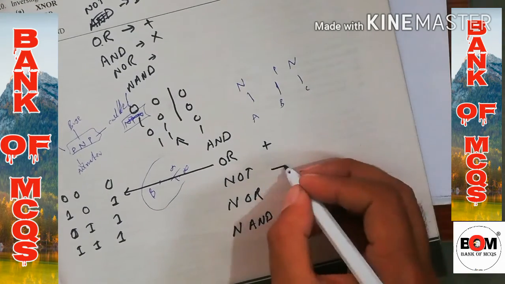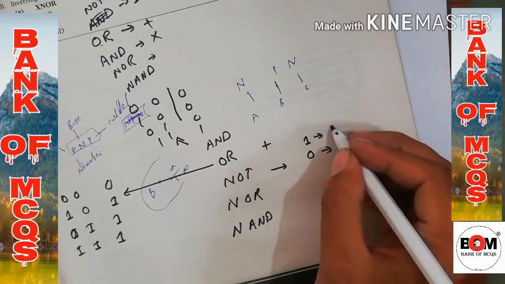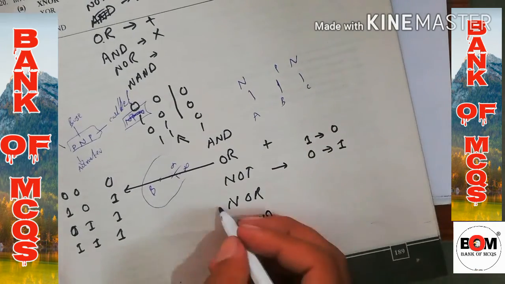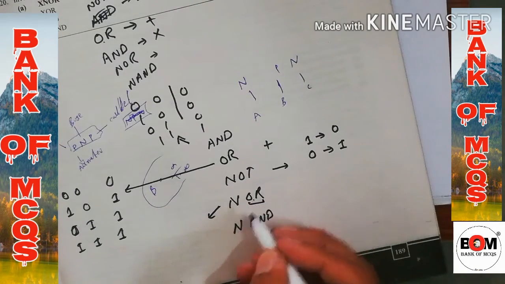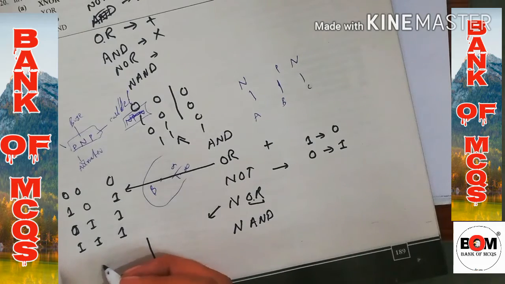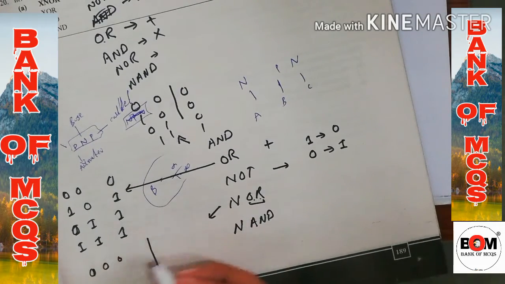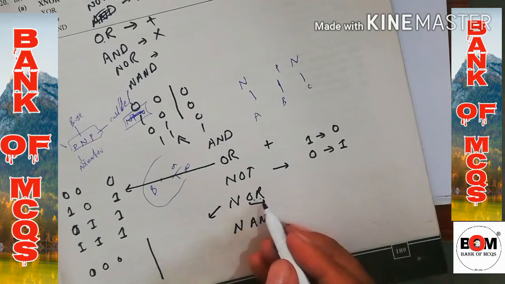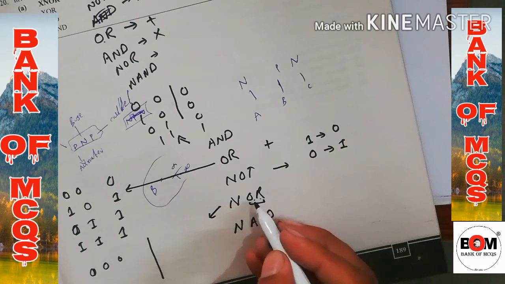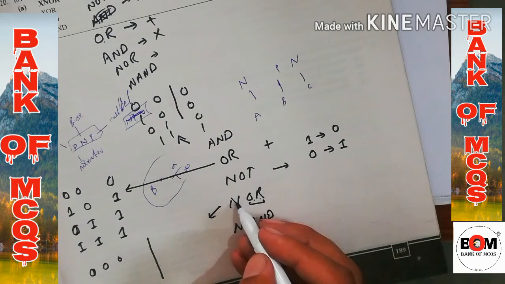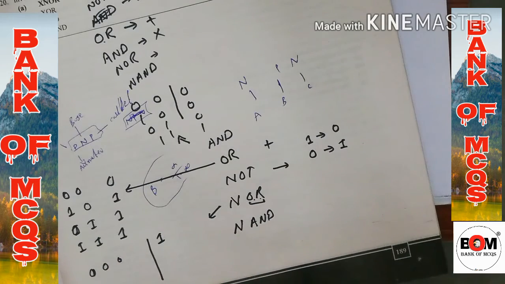And next is NOT gate. If we give it 0, it will give us 1. And if we give it 1, it will give us 0. Now, what does NOR do? NOR is the OR gate plus NOT. So if we give 0, 0, the OR gate will give us 0 because it added, 0 plus 0 is equal to 0. And then NOT will come into action. The OR added, but NOT will reverse it. It will convert 0 into 1.